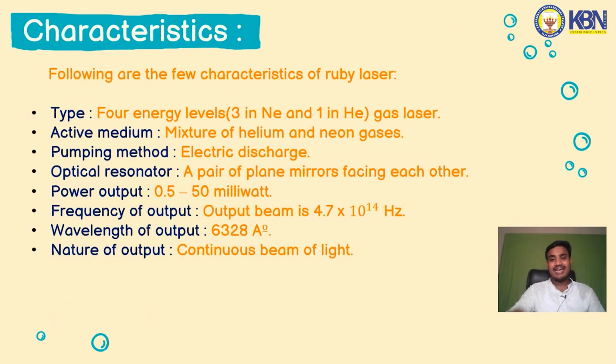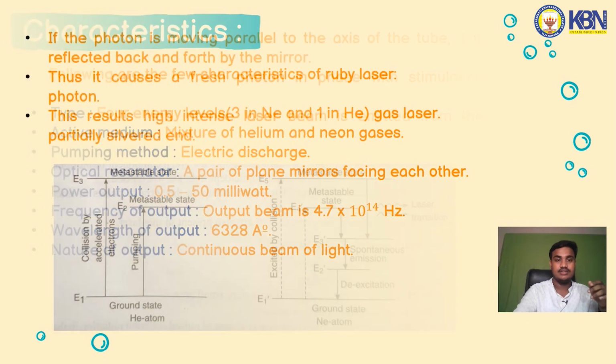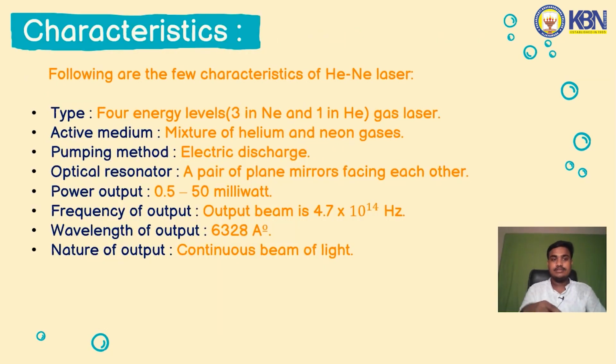Coming to the characteristics of the helium neon laser, the type is a 4 energy level gas laser, 3 in neon and 1 in helium. The active medium is a mixture of helium and neon gases taken in the ratio of 10:1. The pumping method responsible for the helium neon laser is electric discharge.